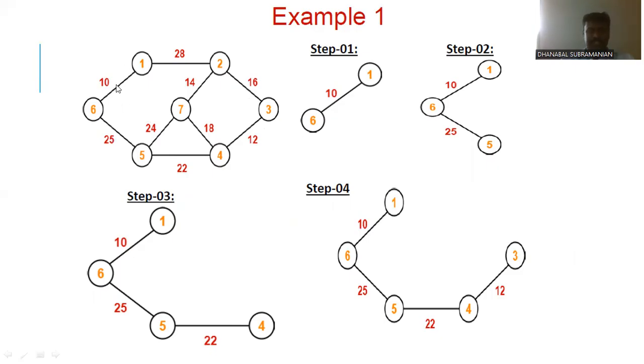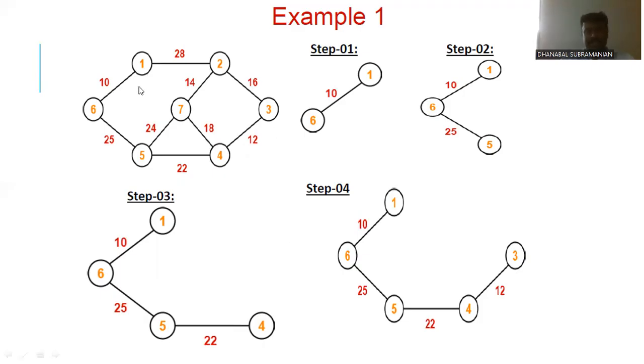The edge from 1 to 6 has a value of 10. Then the 1 to 2 edge is 28, 2 to 3 is 16, 2 to 7 is 14, and 7 to 4 is 18. Some other edges are also connected between vertices. Take a simple example: in this overall graph, you can analyze the shortest or minimum cost edge value between one vertex and another.